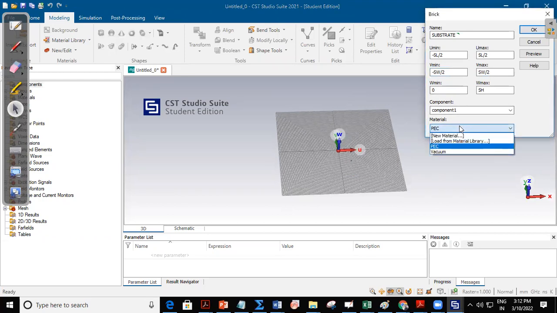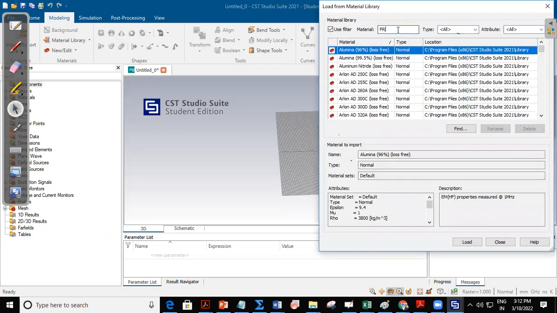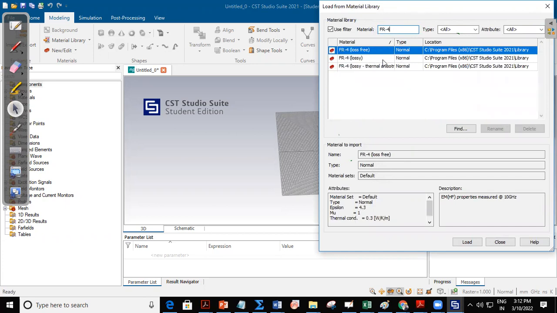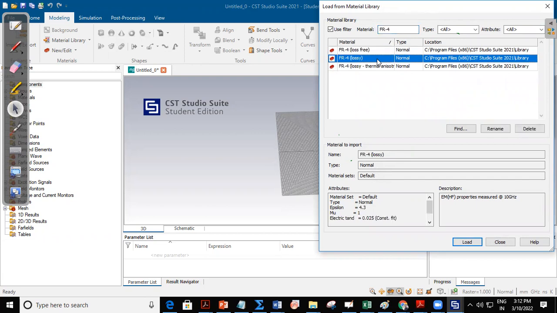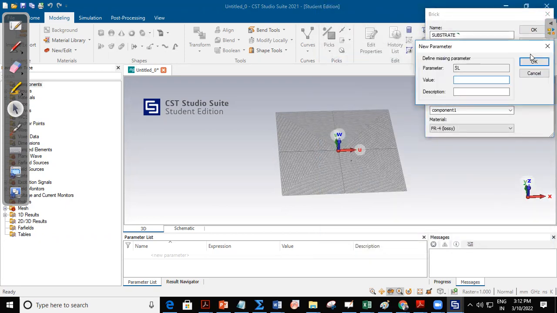For the component here, you can select insulating material, and for this practical we are going to use FR4 Lossy. Select it from the material library and load it. If you preview, you can see it is asking for L. SL is equal to 59 mm. You can write it as the length of the substrate. I am writing S length.